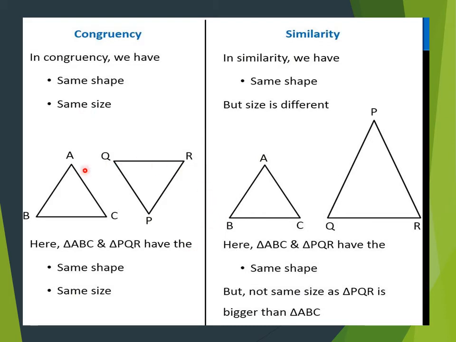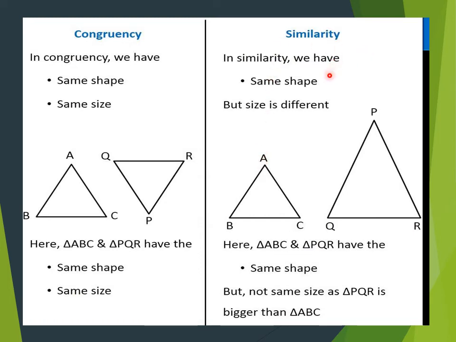You can observe that in the diagram here. Coming to similarity, the shape will be the same but the sizes are different. You can observe that clearly here. To get the same shape, the corresponding sides should be proportional. That means AB by PQ should be equal to AC by PR. So if the corresponding sides are proportional and the corresponding angles are equal, that means angle A equals angle P, angle B equals angle Q, angle C equals angle R, and the sides are proportional. Only then you can say they are similar.